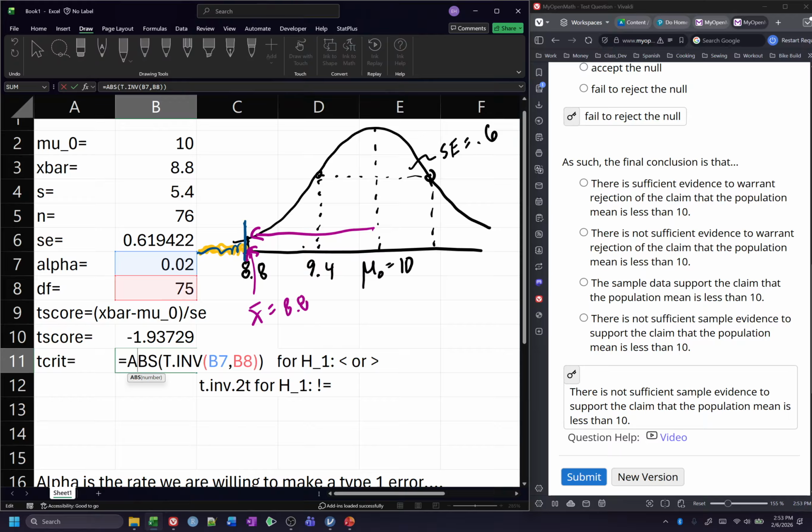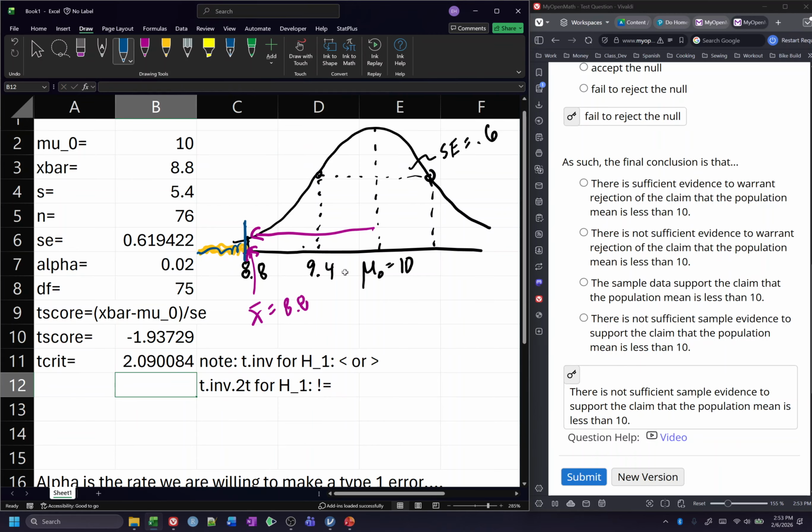And if I'm doing a two-tailed test, the only thing you have to change is .T to .T.2T, and it'll calculate your t-criticals for a two-tailed test. All right, let's go ahead and delete those though. Let's just do our one-tailed test, and there's our t-critical.